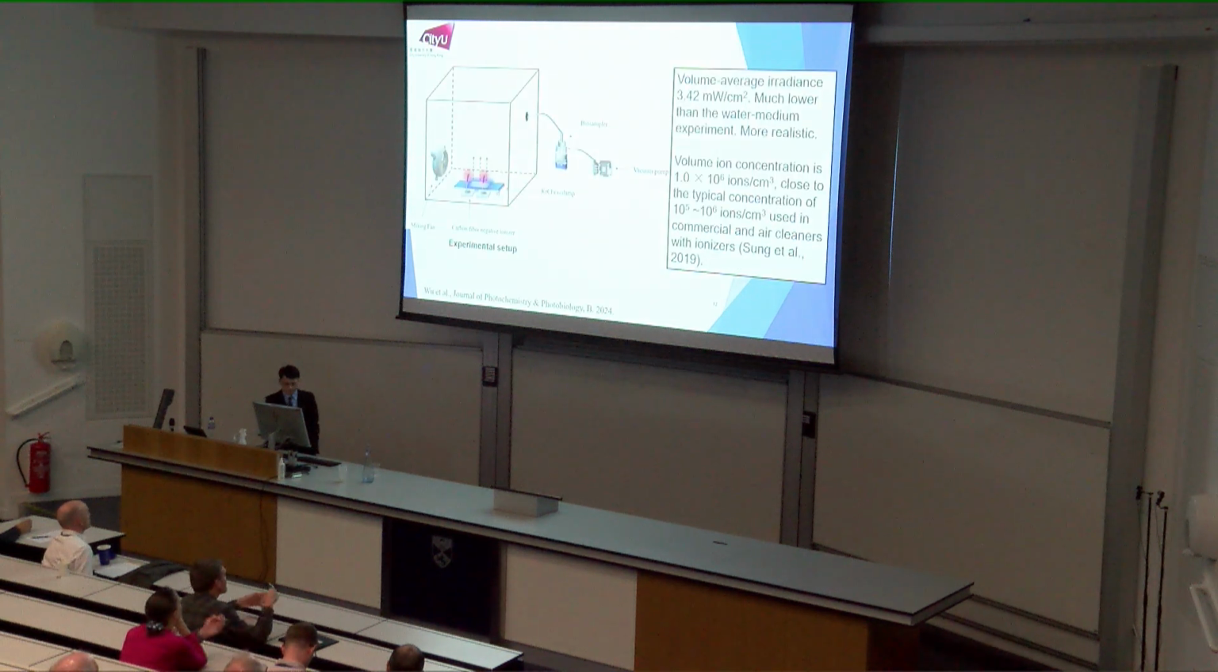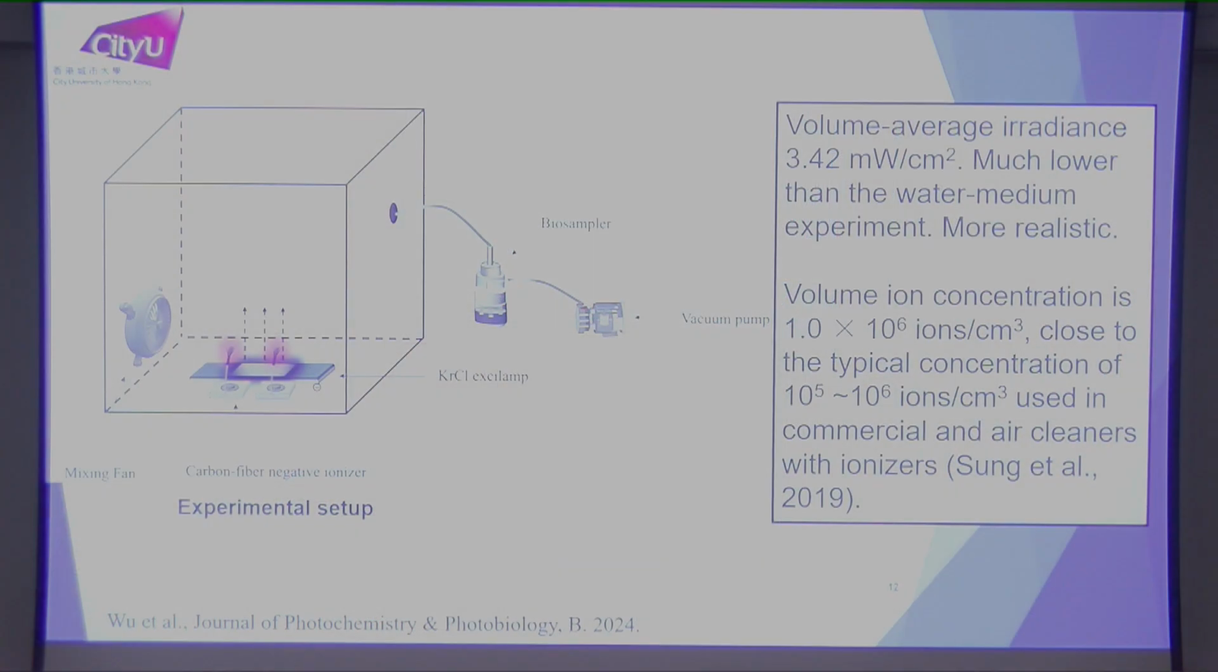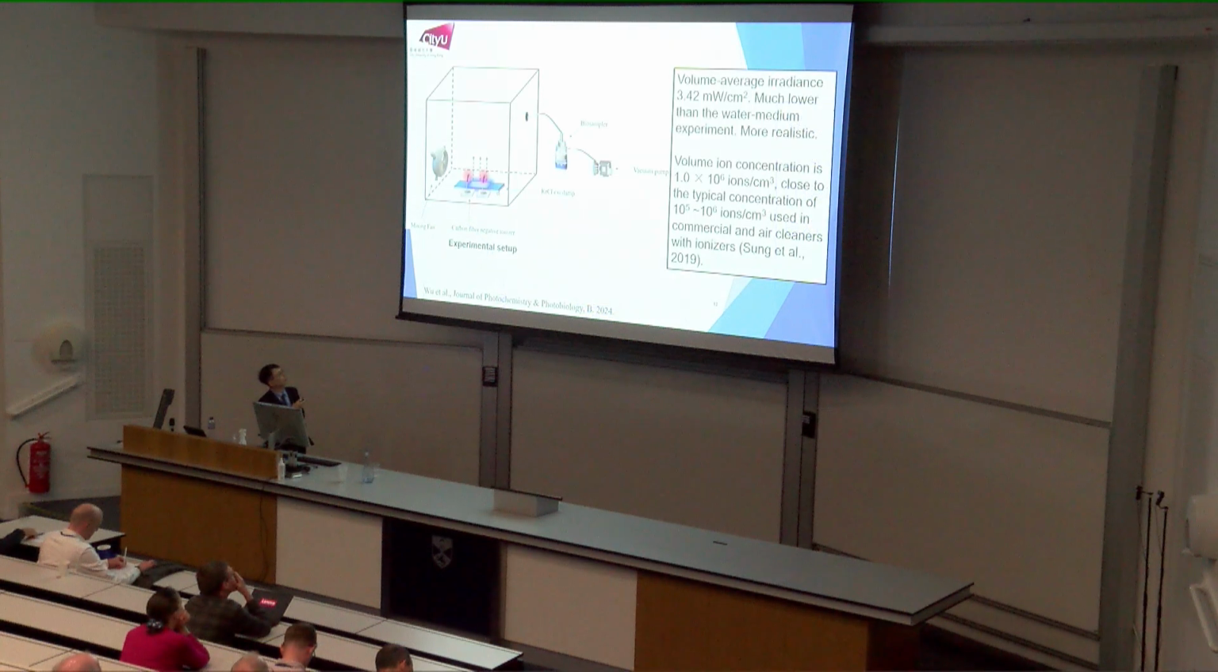Here is the setup. You can see that I put the source here, the 222, and then these two are the negative ionizers. I generate the bacteria or the virus using the atomizer, and this is for the collection by the biosampler.